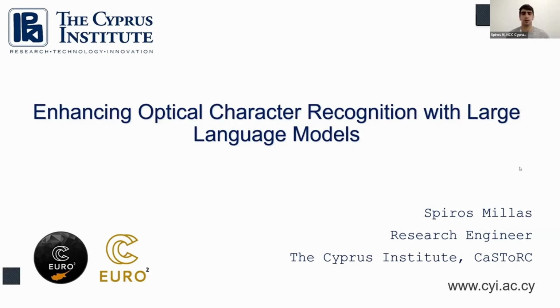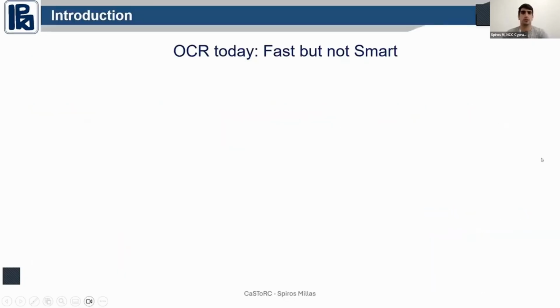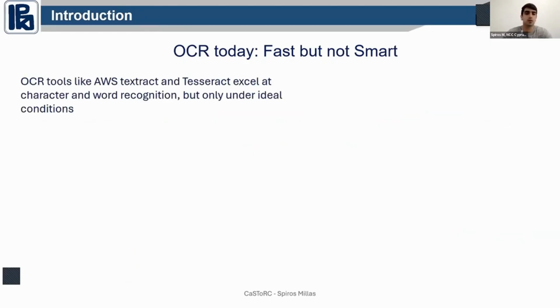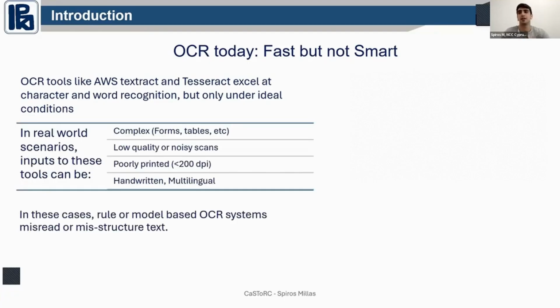So before we start talking about LLMs, let's look at how OCR tools perform today. We have tools like AWS Textract and Tesseract, which excel at word recognition and character recognition, but only under ideal conditions, like a clear structure, good resolution, clean printed text. But in real-world scenarios, we rarely have these ideal inputs.